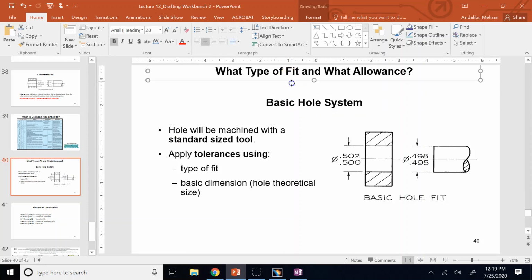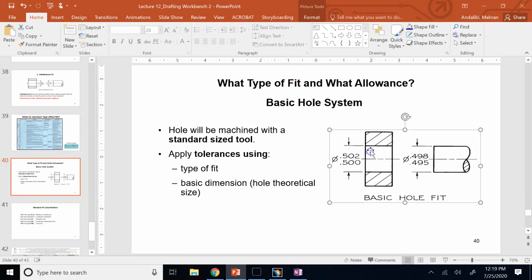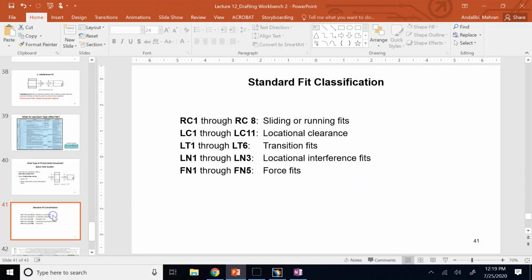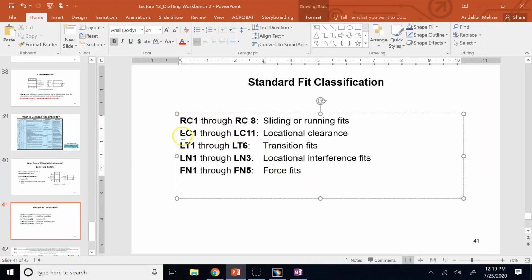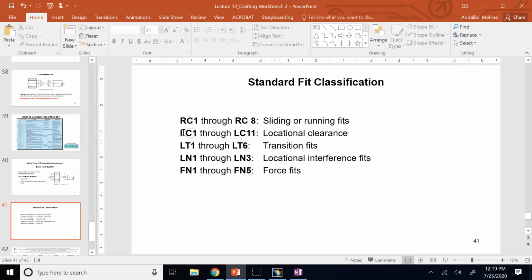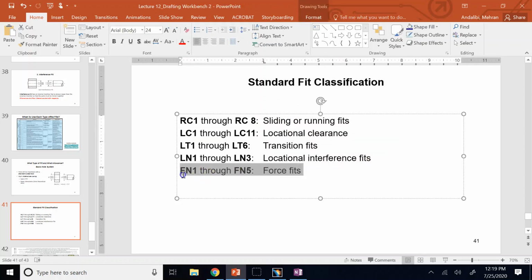Now, in the basic hole system, where we always consider the size of the hole as our reference, as I said, there are lots of different classes of fit. Here we have different classes of RC, LC, LT, LN, FN. Each one of them is, these are sliding or running fits. These are all transition fits, different classes. And the last one is interference or force fit.